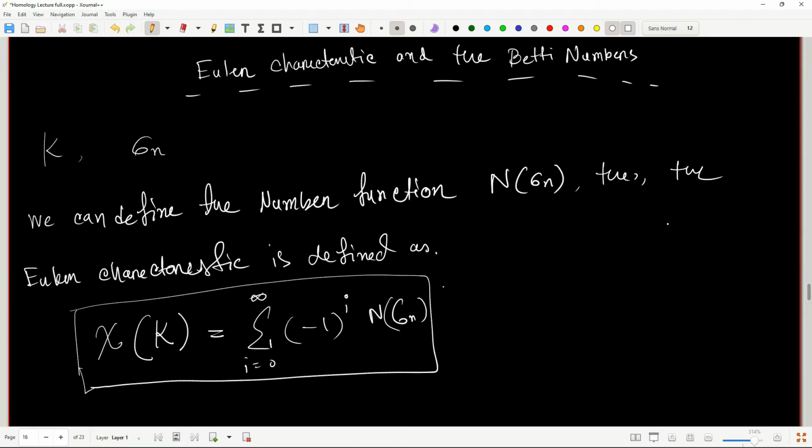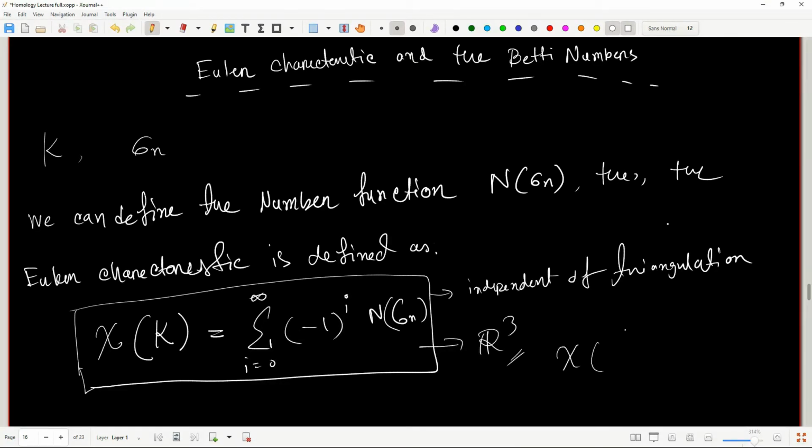And our claim is, again, that this is independent of triangulation. So you can easily see that if you apply this on R3, you can easily recover the formula that we had earlier, that is V minus E plus F, that is vertices, edges and faces, because vertices are just sigma 0 or 0-simplices, edges are sigma 1 simplices, faces are sigma 2.